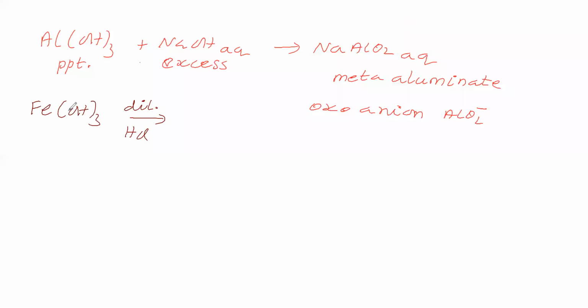This reddish brown residue dissolves in dilute HCl. That means Fe3 plus takes Cl minus and becomes FeCl3 solution, and the hydroxide and H plus become water. Now it is a ferric chloride aqueous solution. This solution is divided into 3 parts. Now we will take the first part of the ferric chloride solution. To this we are adding ferrocyanide.